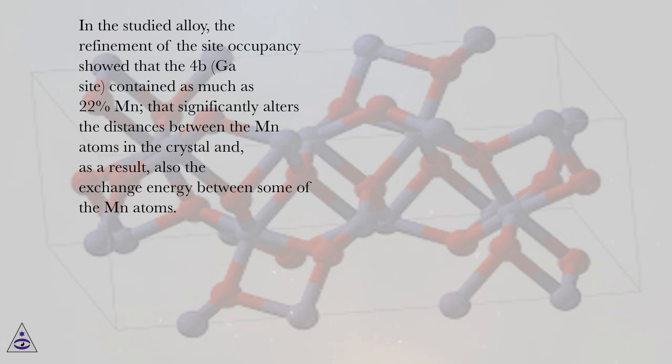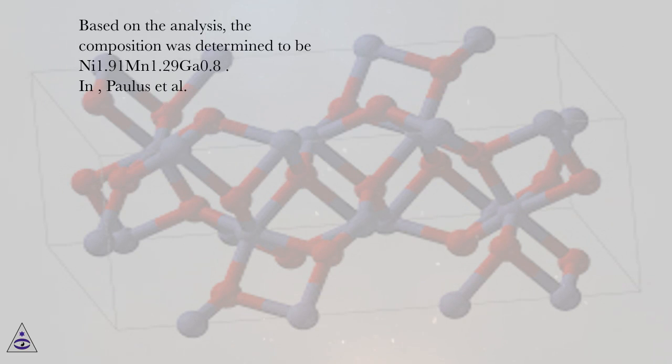In the studied alloy, the refinement of the site occupancy showed that the 4b, Ga site, contained as much as 22% Mn, which significantly alters the distances between the Mn atoms in the crystal and, as a result, also the exchange energy between some of the Mn atoms. Based on the analysis, the composition was determined to be Ni1.91Mn1.29Ga0.8.